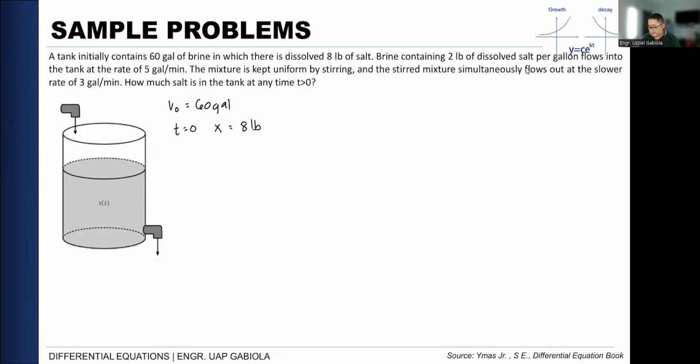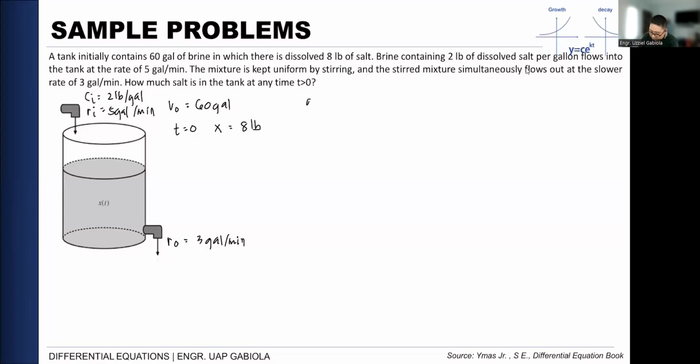Okay? And then, meron tayong nagfo-flow dun sa tank na brine na merong 2 pounds of salt per gallon. So, ano yung 2 pounds per gallon? That is concentration. No? Concentration Ci natin is 2 pounds per gallon. Na merong rate na 5 gallons per minute. The mixture is kept uniform by stirring. Okay? Then flows out at a slower rate of 3 gallons per minute. So, makikita nyo mas mabagal yung bawas. No? So, hinahanap pa yan yung how much salt.